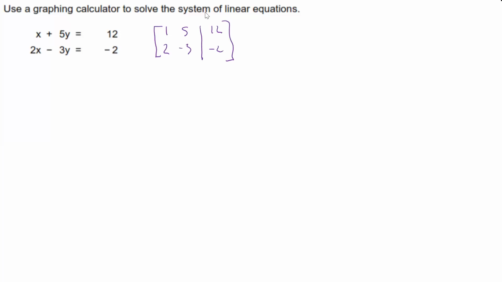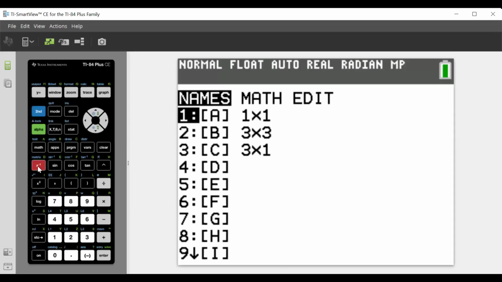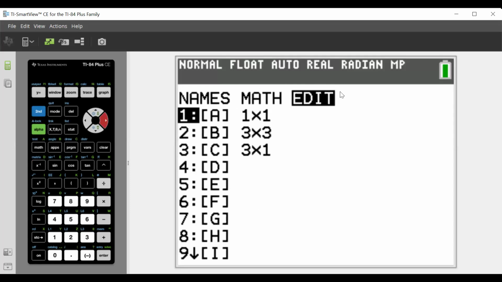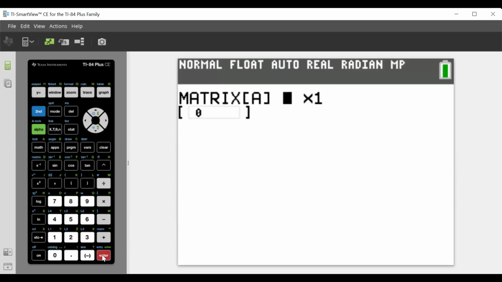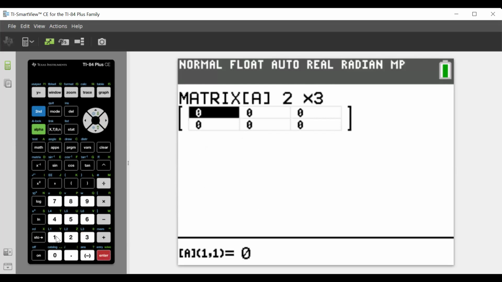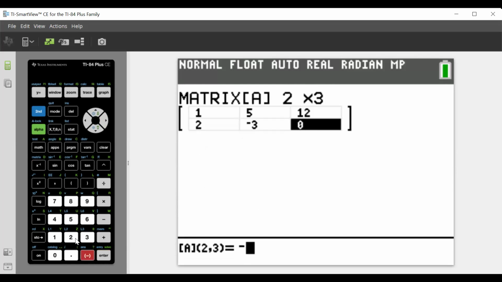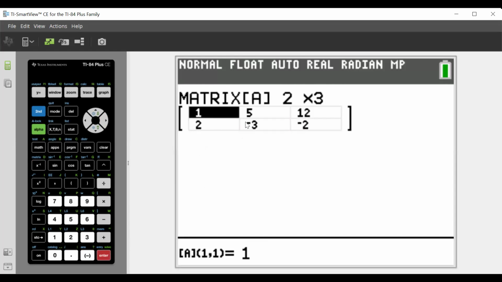And so what we need to do is hit second matrix. And now we're going to edit. So we're going to move over to edit and we'll just go with A. It's fine. And now what size of the matrix was it? Well, it was a 2 by 3. So we're going to take 2 by 3. And then we had a 1, then a 5, and then a 12. Then we had a 2, a minus 3, and a minus 2. So that's our original matrix, okay? So that's what we've got typed in.